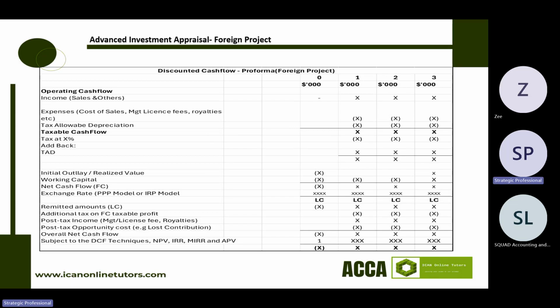So this is how the foreign project template looks. I don't know if you've seen this before or you have this with you. You have the operating cash flow as you have it in the local project: your income, your sales and others.